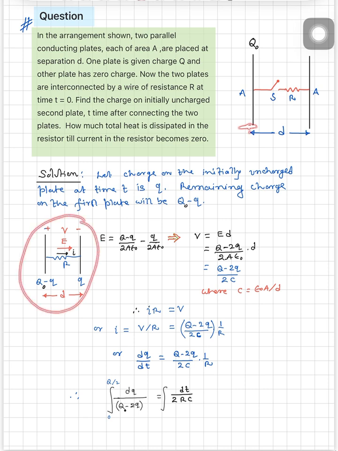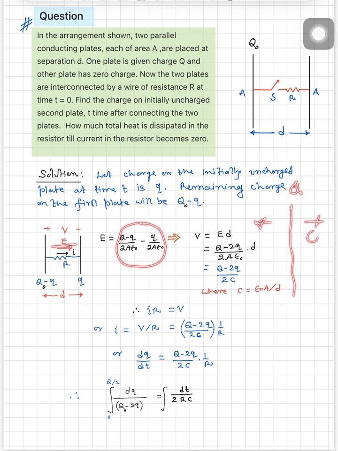So if we refer to this figure, we can write the electric field between these two plates as this much, because we know that due to charge q on a plate, the field on both sides is q upon 2 epsilon naught, if the plate is large, and we will assume large plates here. So for the charge Q naught minus q on this plate, divided by 2 epsilon naught, the field will be to the right, and the other charge's field will be to the left, and that will be q upon 2 epsilon naught. So we subtract this field from that, and the net field will be this much.